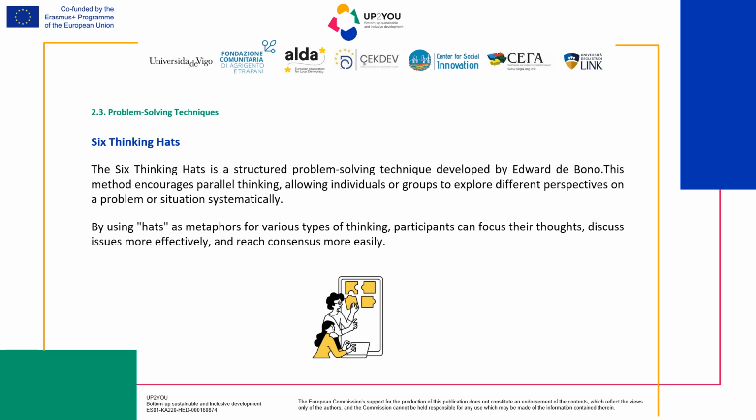The Six Thinking Hats is a structured problem-solving technique developed by Edward de Bono. It encourages parallel thinking, allowing individuals or groups to approach a problem or situation from multiple perspectives in a systematic way. This method helps to organize thinking, facilitate discussion, and ultimately aids in reaching consensus more effectively. Each hat represents a different mode of thinking, and participants wear a specific hat to focus on that style of thought. By switching between hats, people can explore all aspects of a problem without bias or confusion.